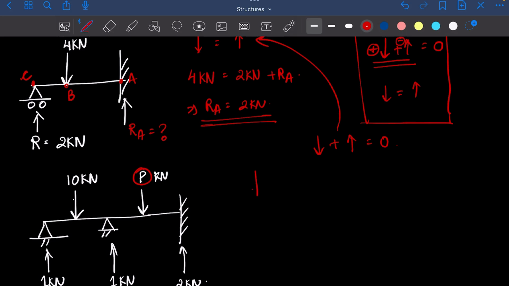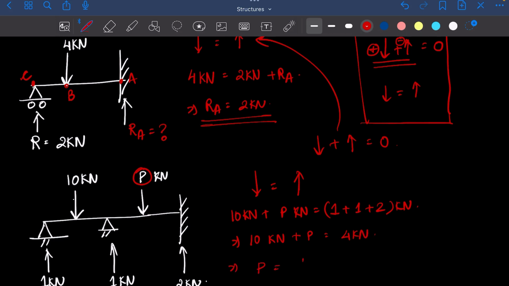So again, this equals this, right? So how many downward forces? I have 10 kilonewtons and I have P kilonewtons. Equals upward forces, we have 1 plus 1 plus 2 kilonewtons. So 10 kilonewton plus P equals 4 kilonewtons. So P is going to be 4 minus 10 kilonewtons, which means minus 6 kilonewtons.